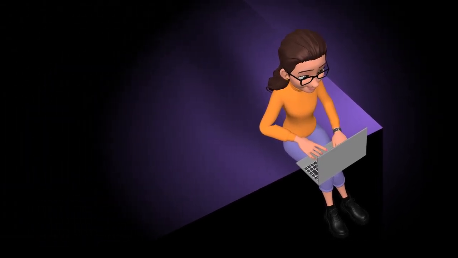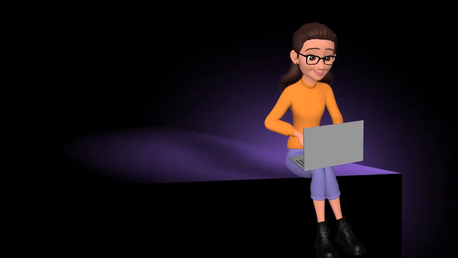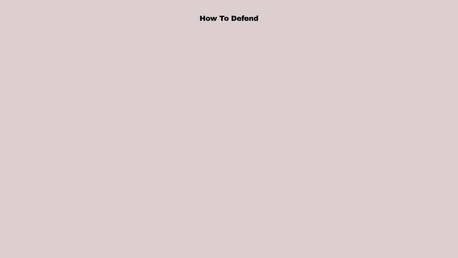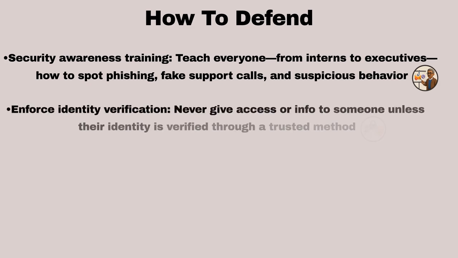So how do we defend against this? We can't eliminate people from the attack surface, but we can reduce the risk. It starts with awareness and ends with good policy. Here's how. First, you've got to have security awareness training. From interns to executives, teach them how to spot phishing, fake support calls, and suspicious behavior. You can also enforce identity verification. Never give access or information to someone unless their identity is verified through a trusted method.